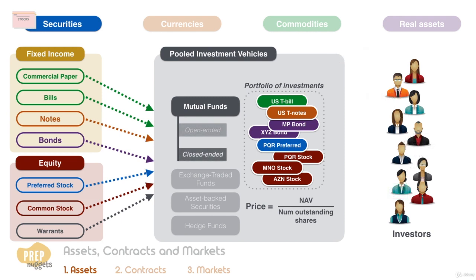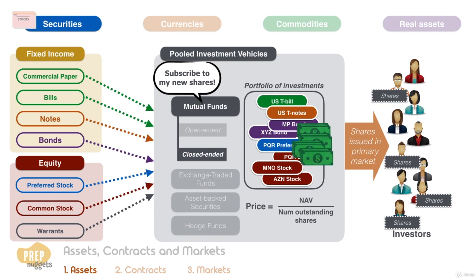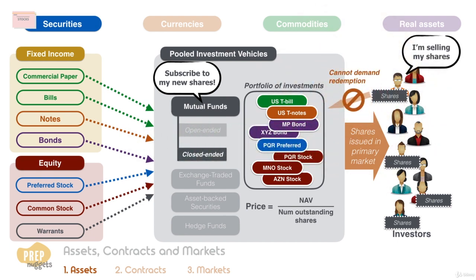In contrast, closed-ended funds issue shares in primary market offerings. Once issued, investors cannot sell their shares of the fund back to the fund by demanding redemption. Instead, they must sell their shares to other investors in the secondary market. The secondary market prices may differ from their net asset values, usually at a discount.